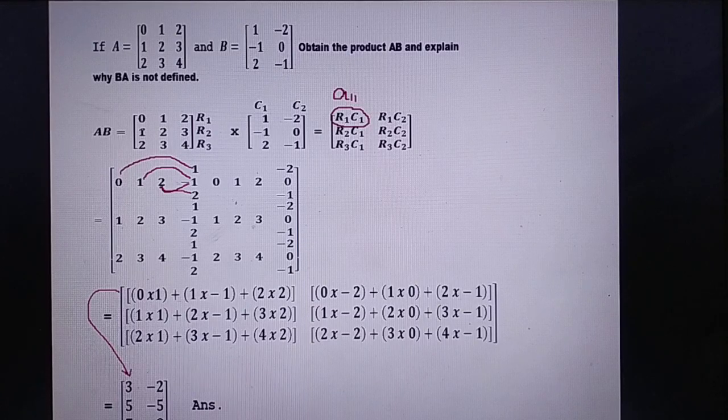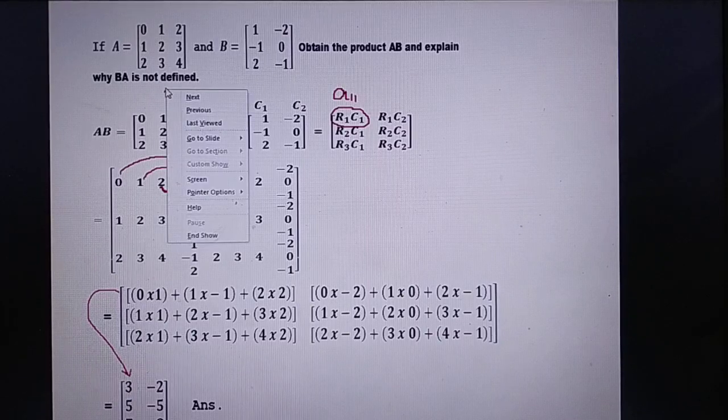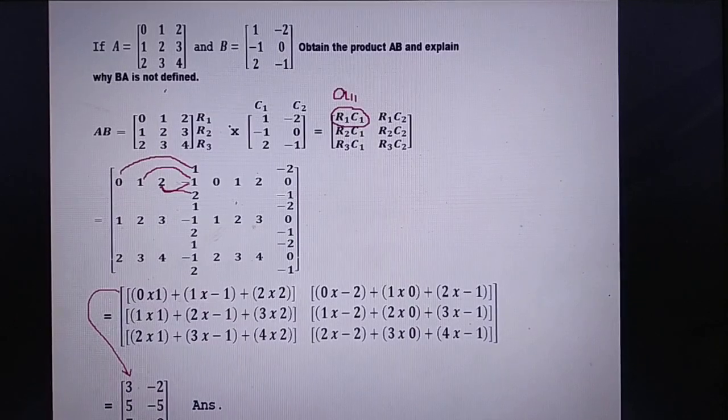Then for the second element in row 1, to get the result of negative 2, here is row 1. We will multiply it now to column 2. So this is matrix A, and this is matrix B.